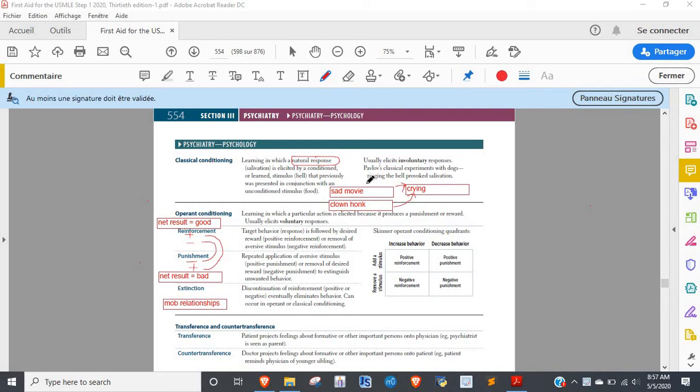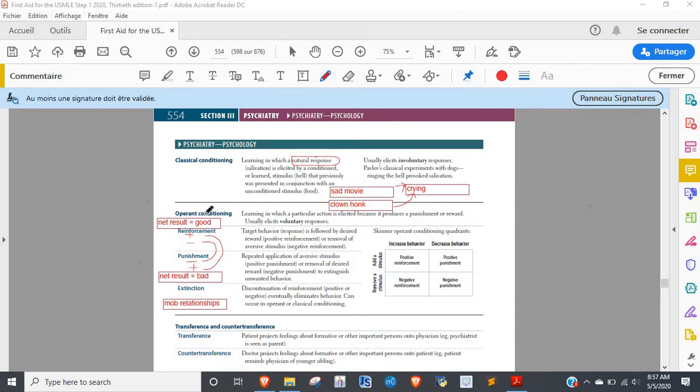Here's my own example. You have a sad movie. You have a natural response. You end up crying. Now at the same time, this is presented in conjunction with a clown honk. Beep, beep. And so you've been watching all these sad movies, and every time you cry, you get a clown honk. So theoretically, every time you hear this clown honk, you start crying.